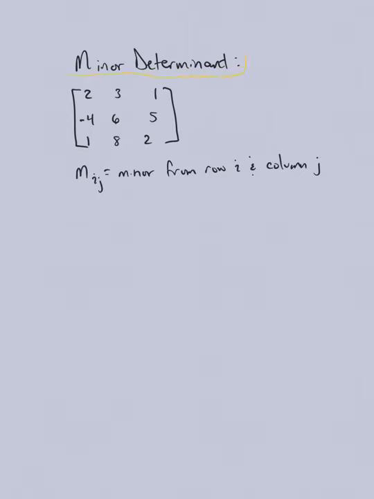But just to explain things, we're going to deal with this idea of what's called a minor determinant. We're going to denote that with a capital M, and we're going to refer to a minor that comes from row I in column J. All right? And so let me just show you how to do it. Say I wanted to do M1, 2. Okay? And so that's the minor from row 1 and column 2.